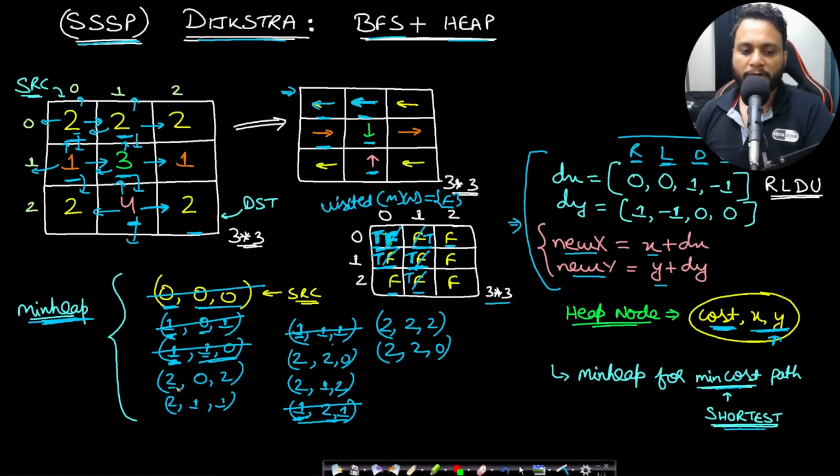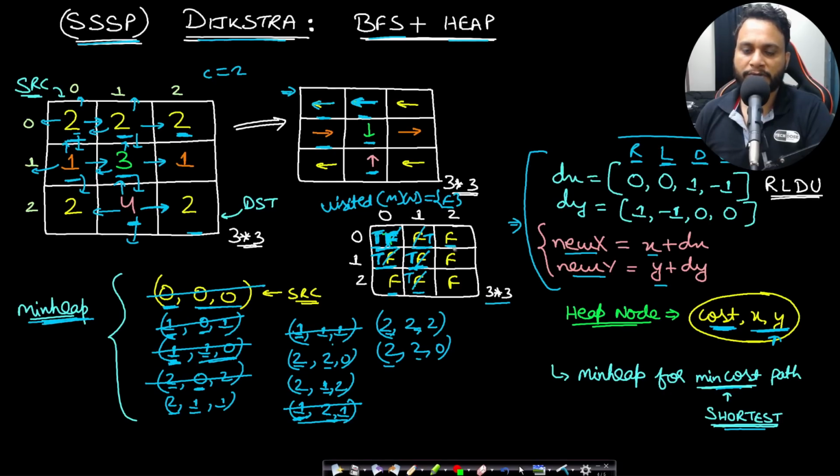Now what will be the next best option? So see that all the costs are 2, 2, 2, 2, 2, 2, 2. So if you look at the second values, this is 0, and this is 1, 2, 1, 2, 2. So 0 is the minimum value, and that is why 2 comma 0 comma 2 will be taken out as the next best option. So the coordinate is 0 comma 2, and the current cost is 2.